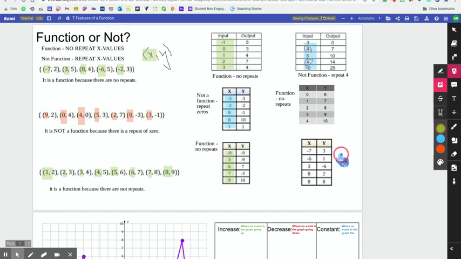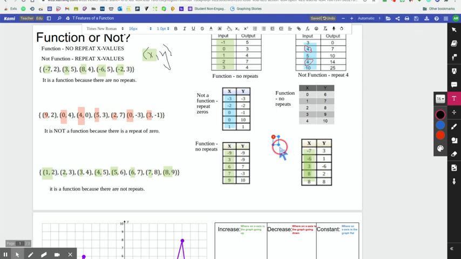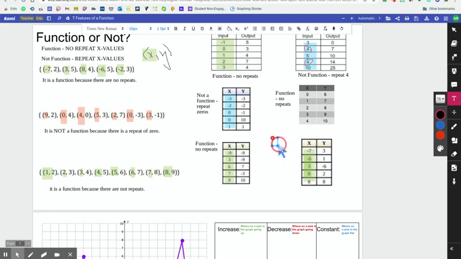Last one. Tell me about it. Oops. New voice. I want a new voice. What about this last one here? Absolutely correct. Okay. This one is not a function because it repeats 8. So not a function. Repeat 8. Very good. Very good.